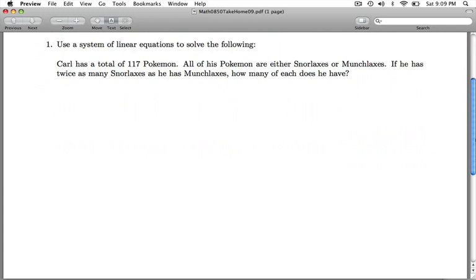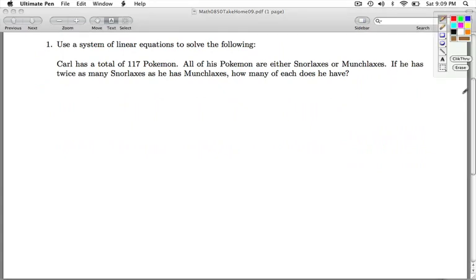We're given a word problem and we're asked to use a system of linear equations to solve this. So it says Carl has a total of 117 Pokemon. All of his Pokemon are either Snorlaxes or Munchlaxes. If he has twice as many Snorlaxes as he has Munchlaxes, how many of each of these does he have?